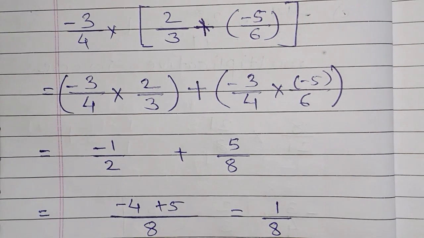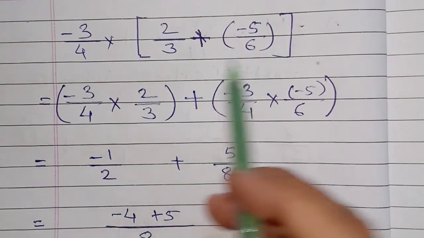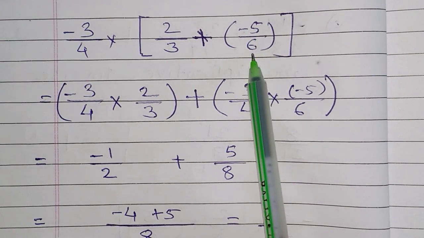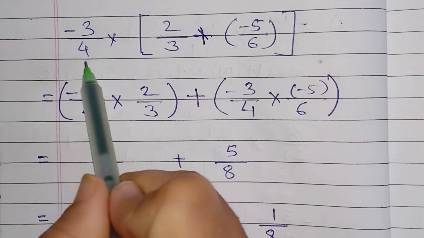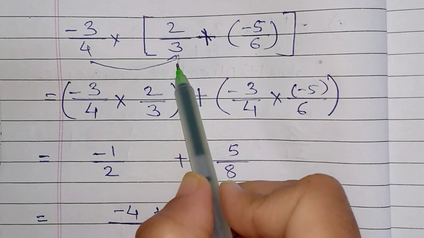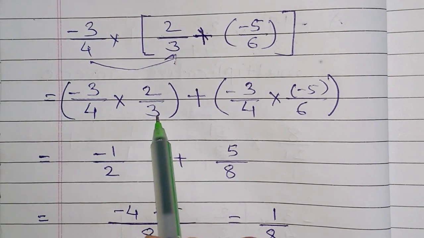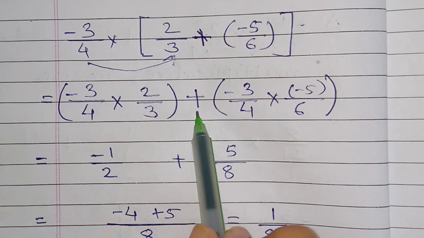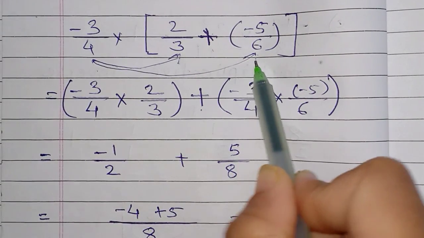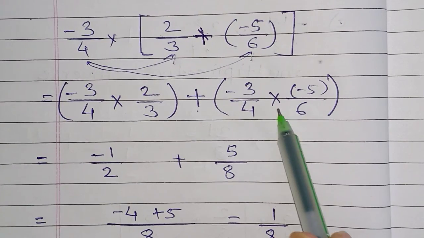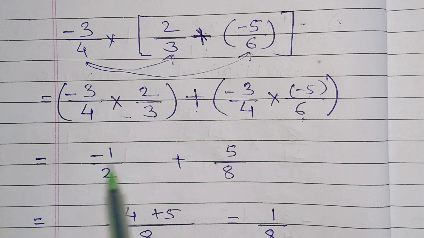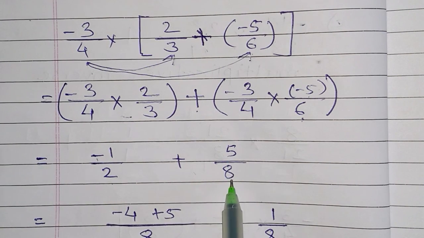Now let's see how to solve it by the distributive property. I have written minus 3 upon 4 into bracket 2 upon 3 plus minus 5 upon 6. Now this number is multiplied by this number. So I have written minus 3 upon 4 into 2 upon 3. The sign is plus, so I have given plus, this number into the next number, so I have written minus 3 upon 4 into minus 5 upon 6. Now after solving, I got the answer minus 1 upon 2 plus 5 upon 8.